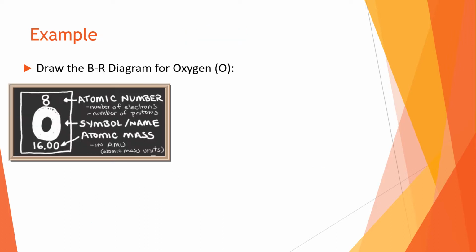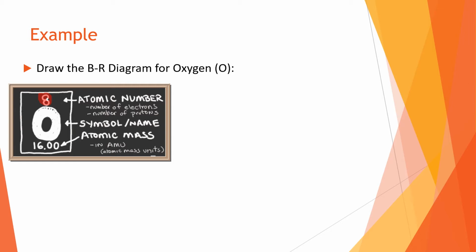So we're going to do a couple examples here. It says draw the Bohr-Rutherford diagram for oxygen. So you need to get the specific information about protons, electrons, and neutrons from the periodic table. So I have a little diagram here of what you would see on the periodic table for oxygen. So you'll notice 8 is the atomic number. Well, we know that that also represents the number of electrons and protons.